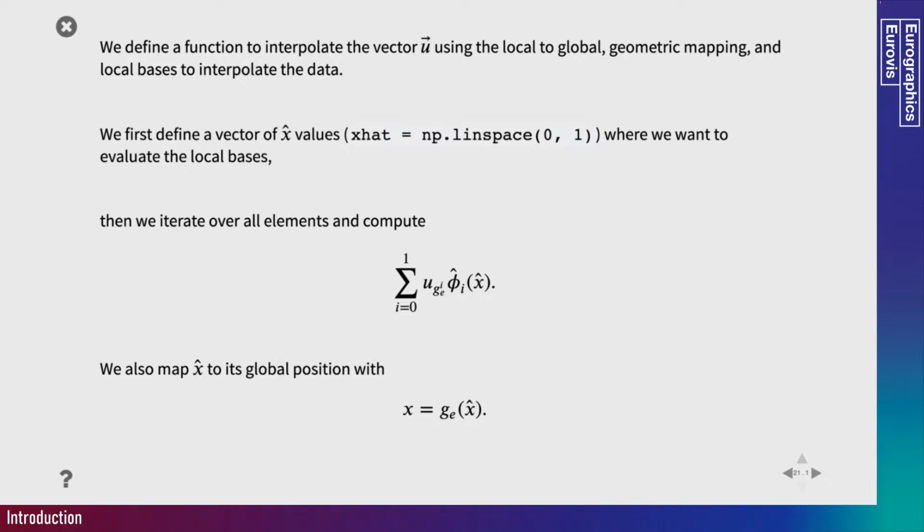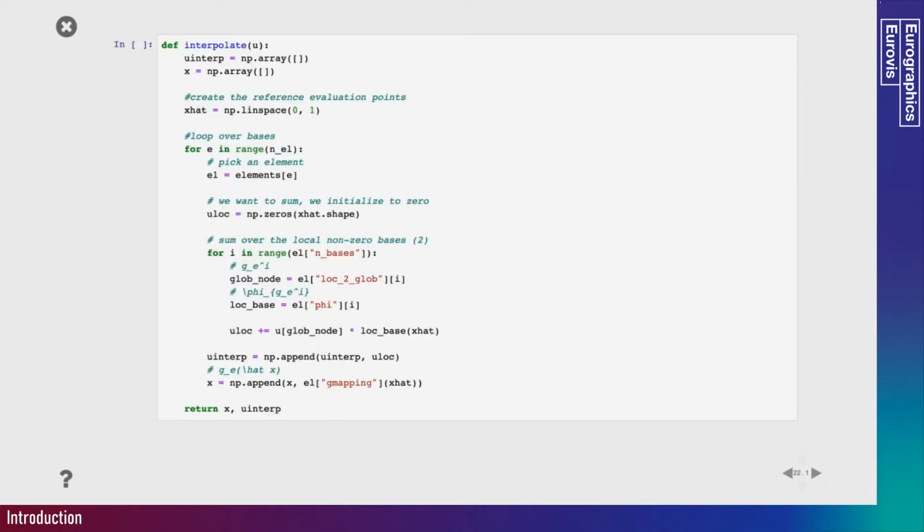Then we can also use the geometric mapping to compute the position of x in the global coordinate system. So this is the function. I'm just computing the interpolated function u and the position of x in the global coordinate system. Now I need to sample the reference element, this x hat, which is in 0, 1, so I just sample many points, and now I just do a loop over every element.